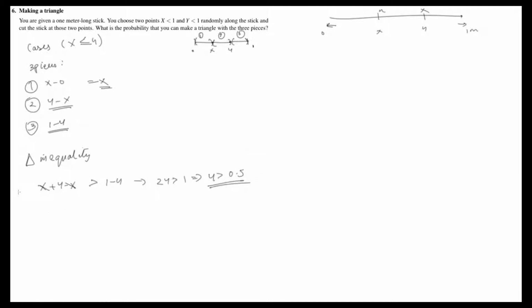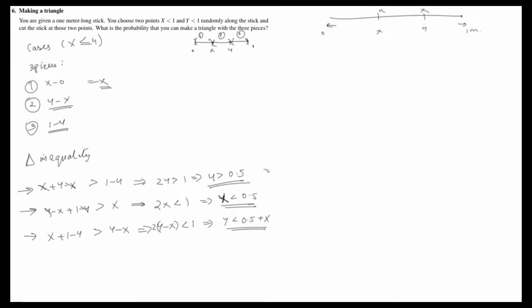So this is 1. Second, we want y minus x plus 1 minus y greater than x, which implies, let's cancel out y on both sides, 2x is less than 1. This implies x is less than 0.5. Now we have x plus 1 minus y should be greater than y minus x, which implies 2 times y minus x should be less than 1, which implies y less than 0.5 plus x.